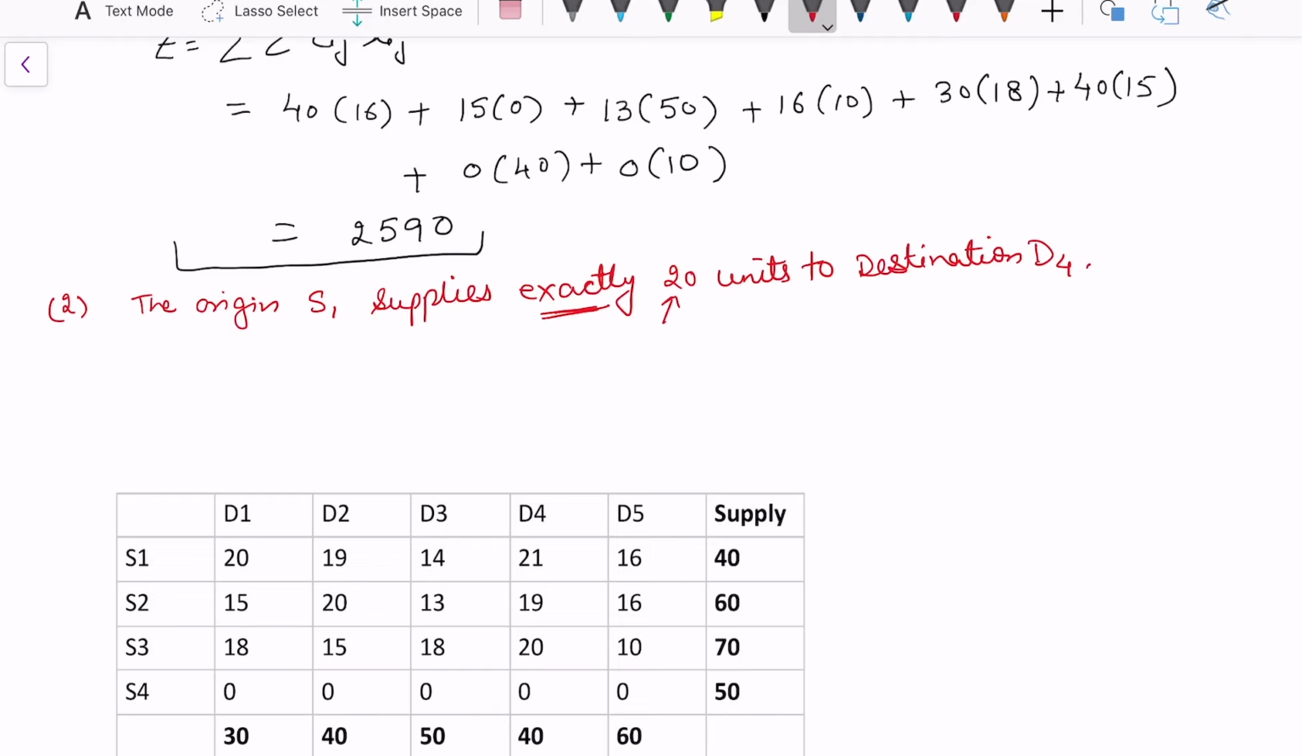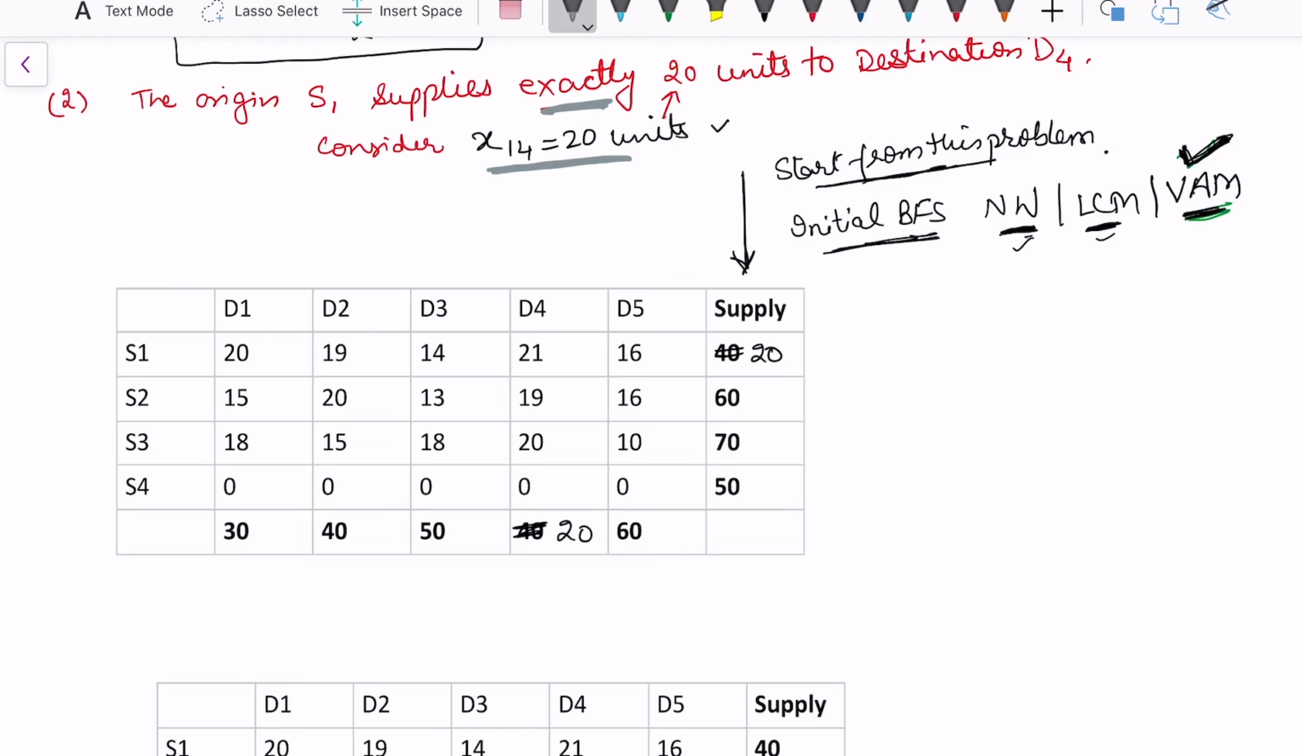So here what we'll start is, we'll consider X14 equal to 20 units. Once X14 is 20 units, that means the supply available with us for the first source is now 20 units, because already 20 units are gone, and also the demand at destination D4 remaining is now 20, and now we want to optimize this problem. So we do not want to send anything else in that cell. So instead of this 21, I am going to consider the cost here as M, so that this particular cell is blocked.